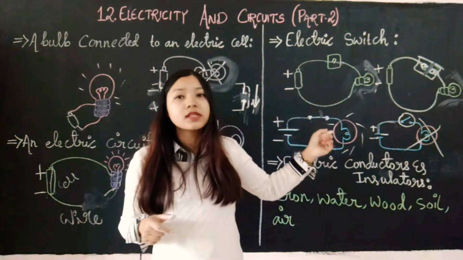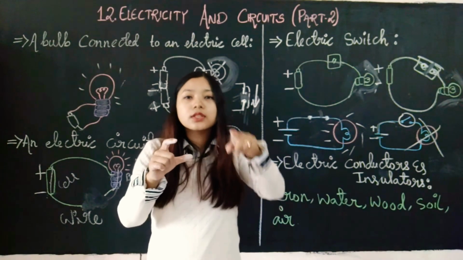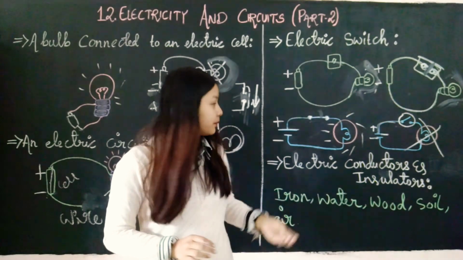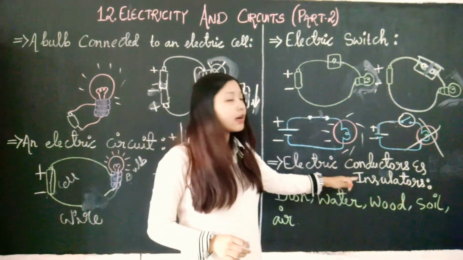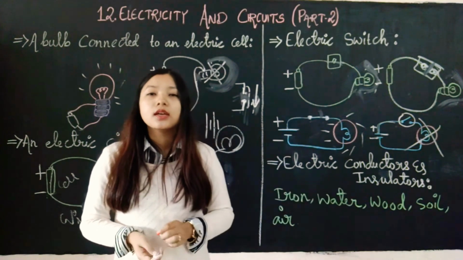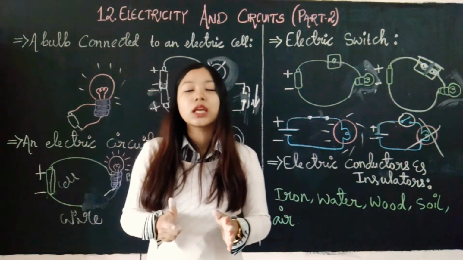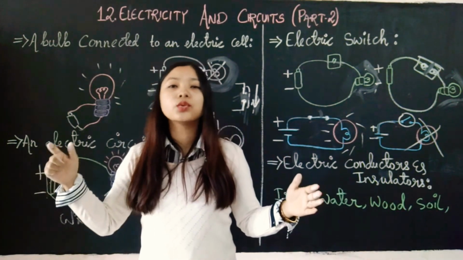In an open circuit, there is a breakage. So one breakage will be there, electricity cannot flow continuously and the bulb will be switched off. Got it? Very good. Now the next topic is electric conductors and insulators. Conductors, or electric conductors, are those things which let the electricity pass from one point to another.